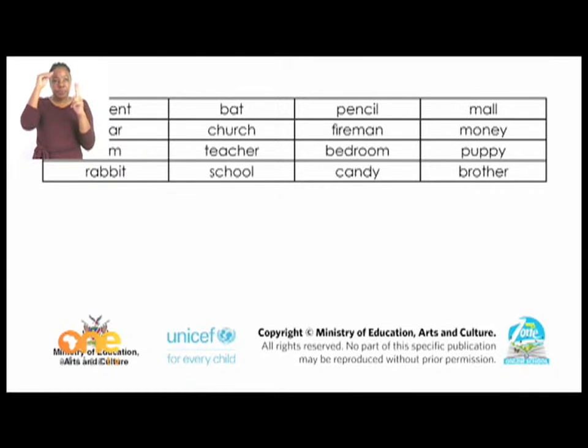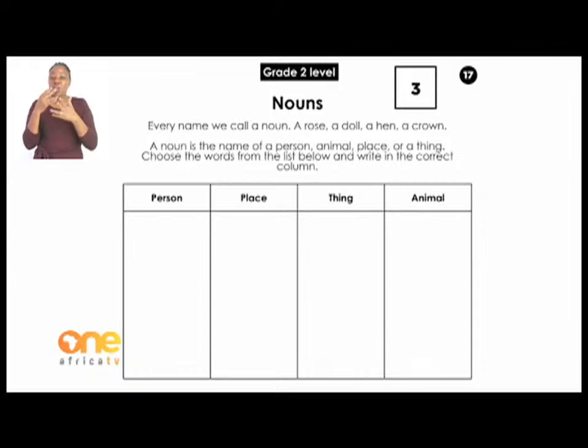Now, student can be someone who is studying at school, just like you, and we can't call a student a place. We can't call a student a thing. We can't call a student an animal. So a student must be a person. I'd like you to please write the word student in the column for person.